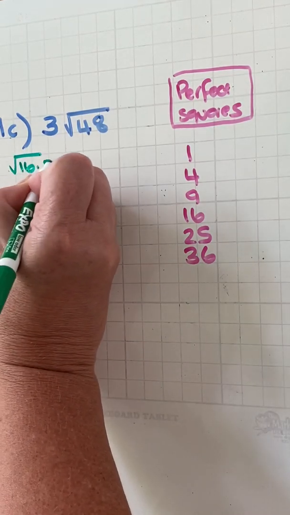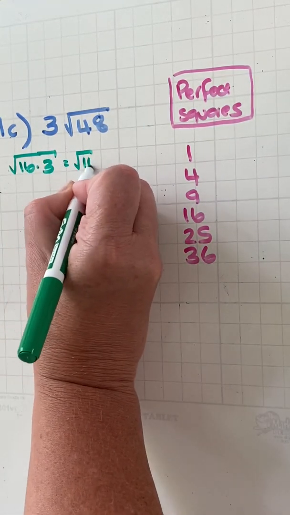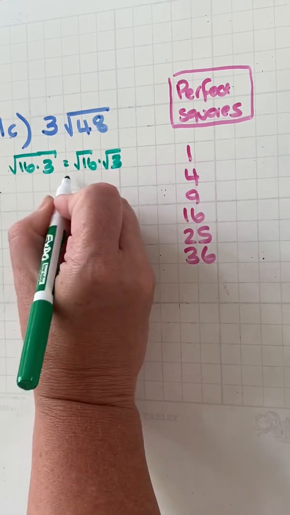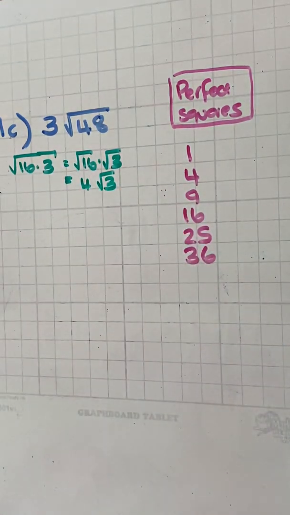So 16 times 3 is 48, and you could write that as the square root of 16 times the square root of 3. The square root of 16 is 4. And the square root of 3 you don't know, so you would leave it as the square root of 3.